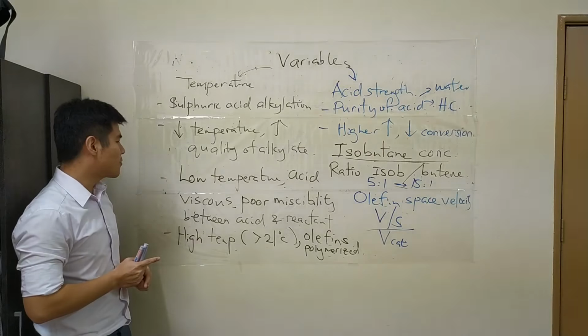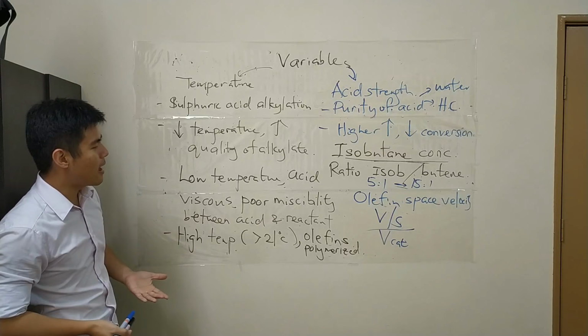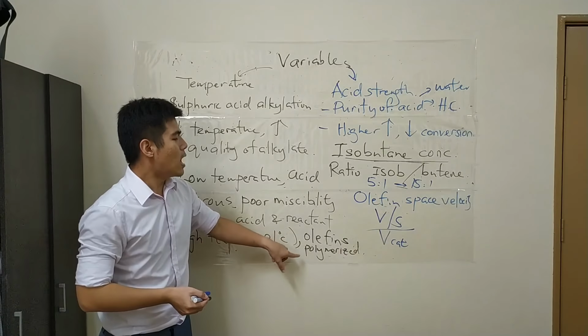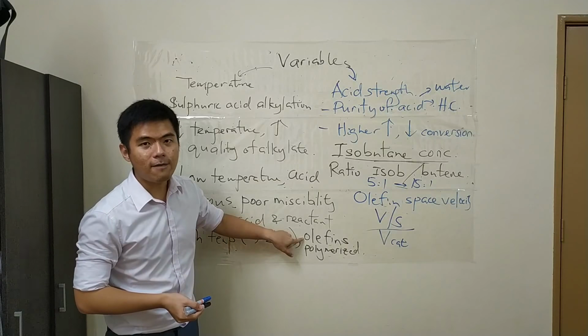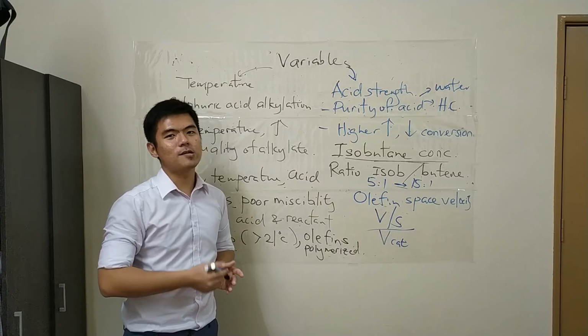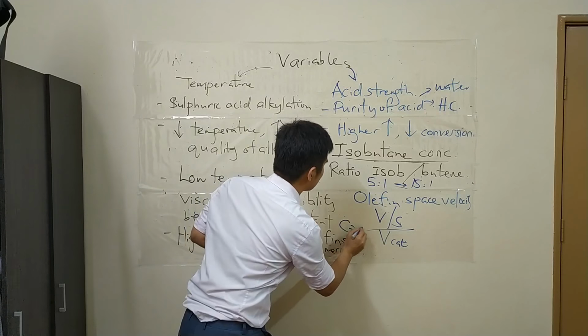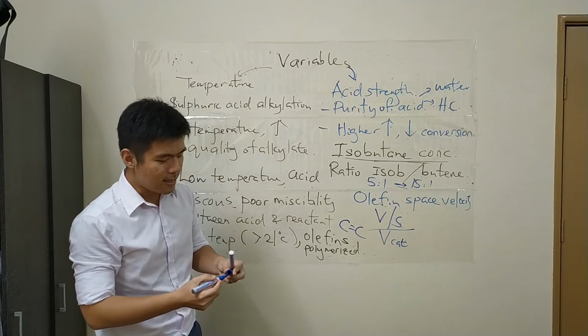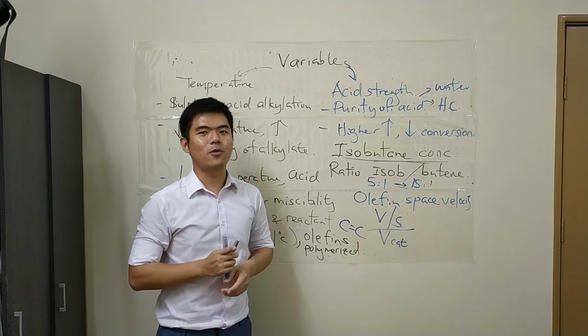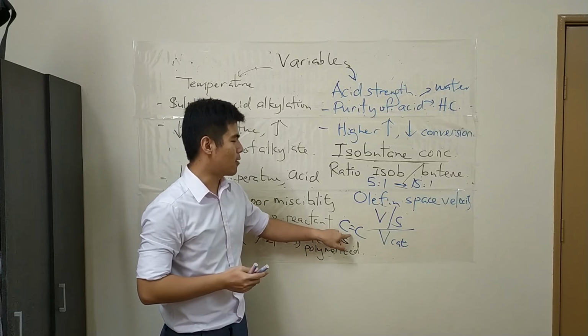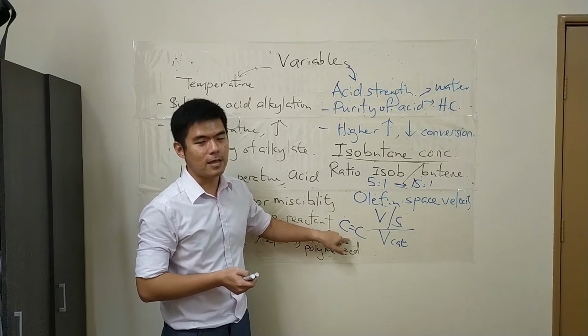If we increase the temperature, what will happen? It will cause polymerization of olefins. For your information, don't forget olefin itself contains a C double bond, so usually it's very reactive. So a higher temperature will promote polymerization of this double bond.